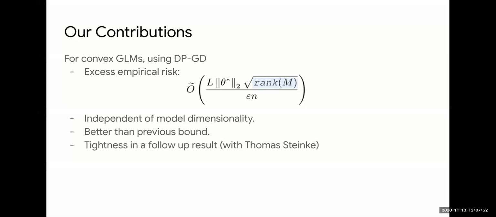We further show this is tight in a follow-up result with Thomas Steinke. Another feature about this bound is that it doesn't depend on the convexity of the loss, as in previous dimension-independent bounds. So it can be easily extended to the non-convex problem to analyze the first-order stationary point.